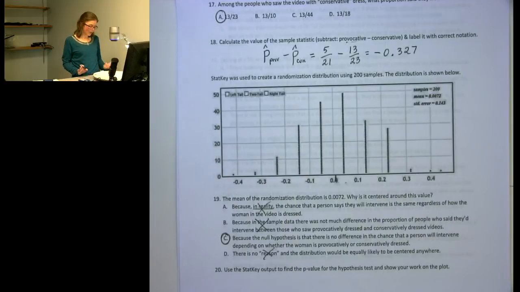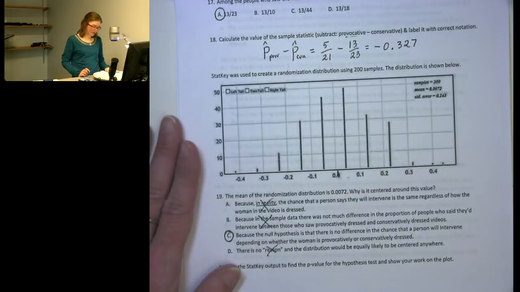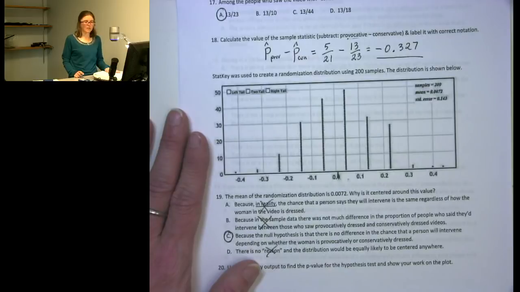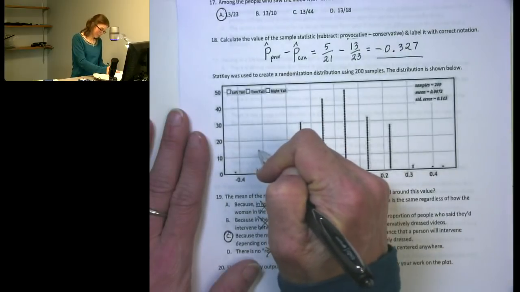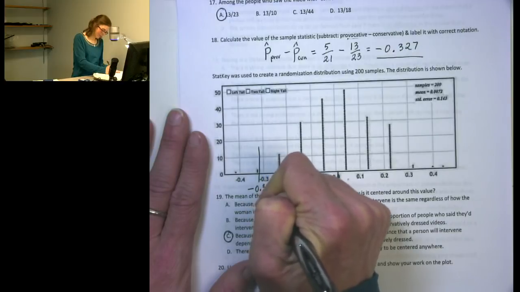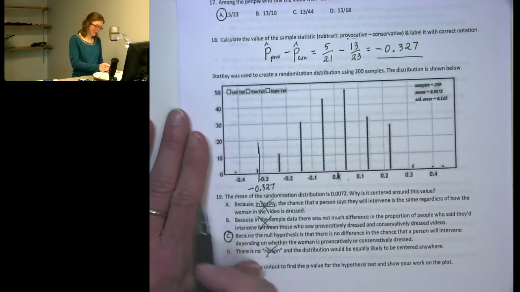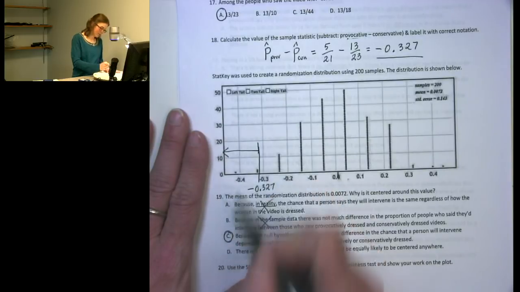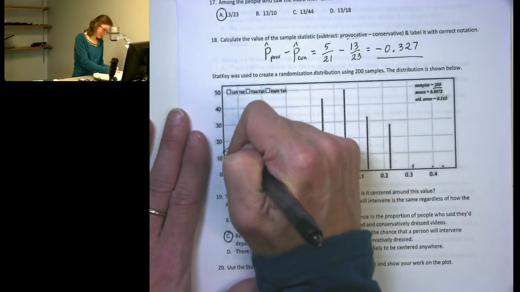Okay, so now we're going to use the StatKey output to find the p-value for the hypothesis test. Remember, we're looking here at what would happen by chance if the null hypothesis is true. The p-value is the chance of seeing our sample statistic, negative 0.327, in this distribution of results. So I'm going to guess that it's about here, negative 0.327. What's the chance I see something as extreme or more extreme than that? Well, more extreme in this direction. There are 1, 2, 3 dots down there out of 200 samples.